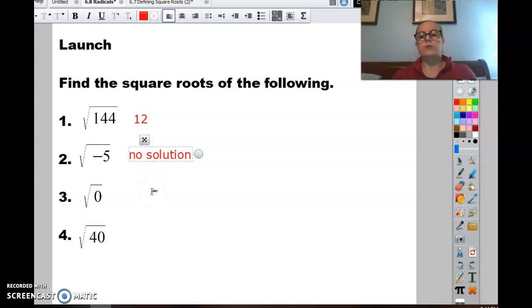Next, we have the square root of 0. And we know what number times itself gives us 0? It would give us 0.